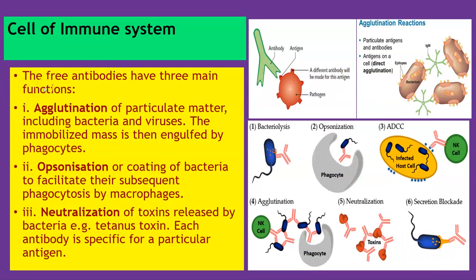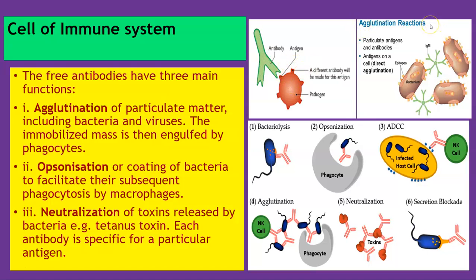Now students, the free antibodies have three main functions. First one is agglutination of the particulate matter including bacteria and viruses. The immobilized mass is then engulfed by phagocytes. Have a look at this image here. First of all, this is your antibody. This is the antigen to which it matches. This is a different antigen. For this, a different antibody will be produced.